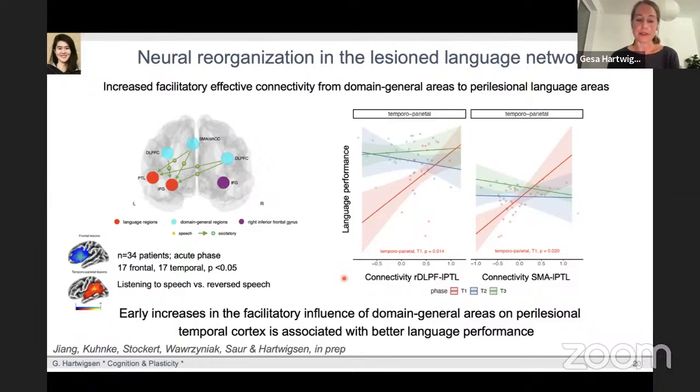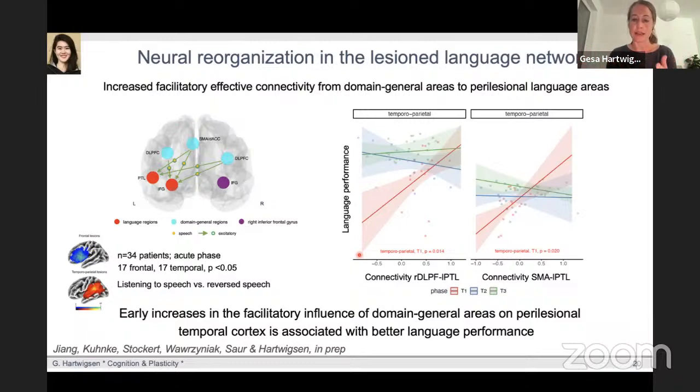So I found this quite interesting because it nicely extends what we already know from the literature, that later in the time course of recovery, domain general areas play a role. And we see here that they may already play a role quite early. And of course, what we need to look at now is not only the language performance, but also the language recovery score.